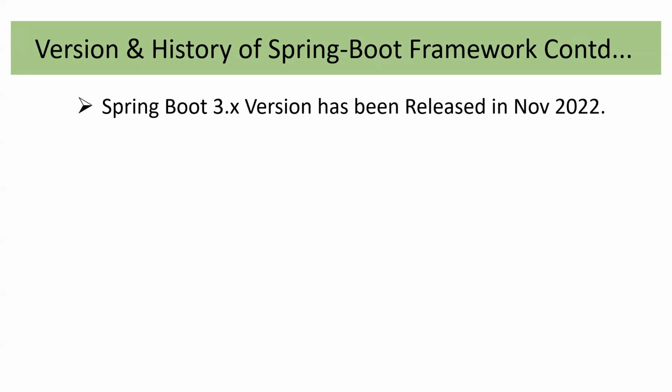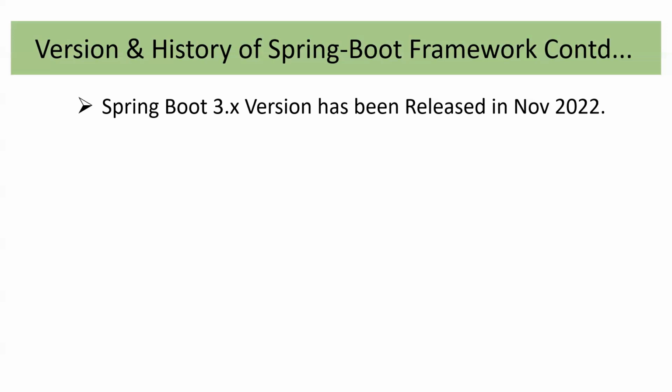One more important point: if you want to develop or create any project based on Spring Boot 3.x, make sure you have JDK 17 in your system. If you have a JDK version below JDK 17, then you cannot create or develop any project based on Spring Boot 3.x. So the baseline of JDK, either JDK 17 or above, is required if I want to develop any project on Spring Boot 3.x.